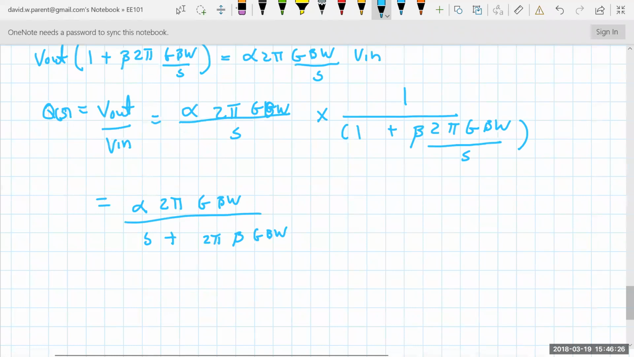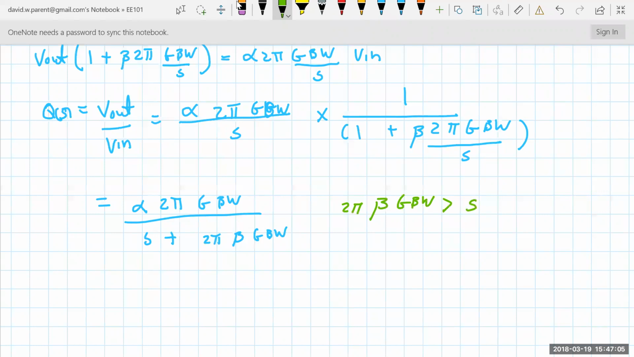Now, I had mentioned it before, but when will this act like an ideal op amp, right? Well, before it was 2 pi beta open loop gain was greater than 1, but now this S changes with frequency. So this term has to be bigger than that term. And in the past, sometimes I would just say, oh, 2 pi beta gain bandwidth has to be greater than S. Well, that's not exactly true, right? Because S is a complex value.